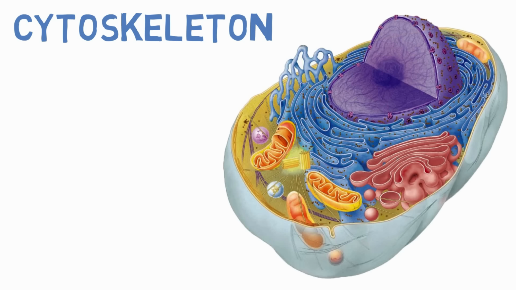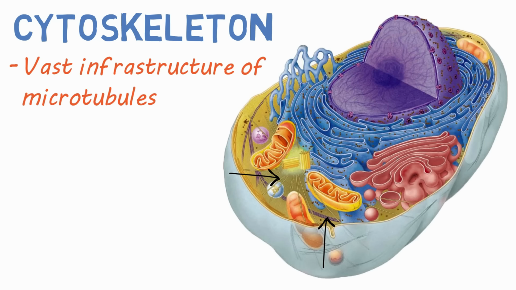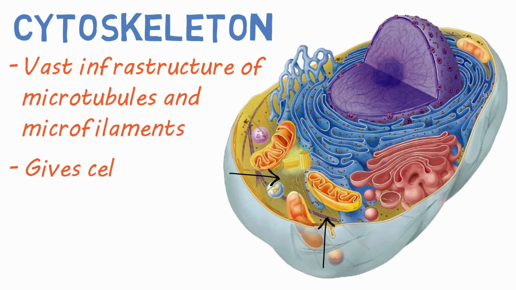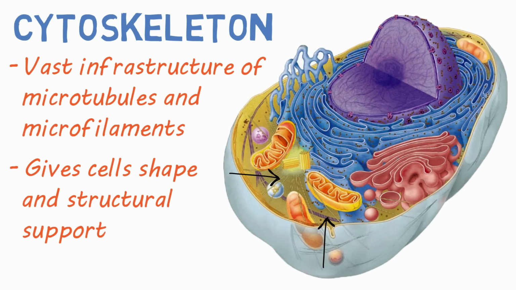The cytoskeleton is the structure and framework of the cell. It contains a vast infrastructure of microtubules and microfilaments. It gives cells their shape and structural support.